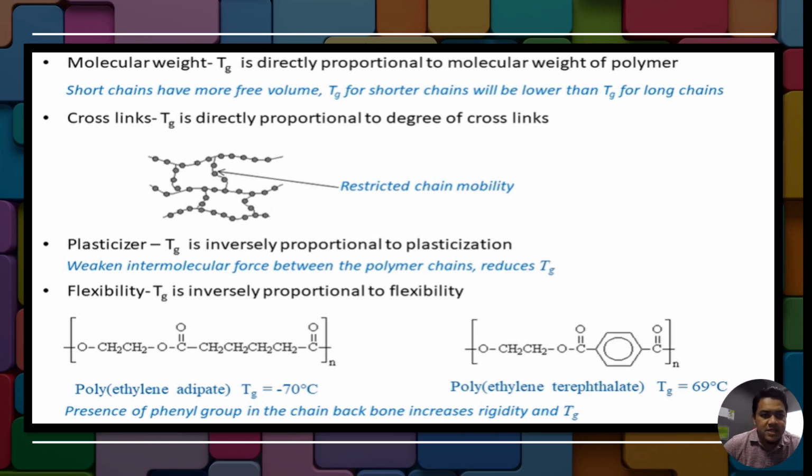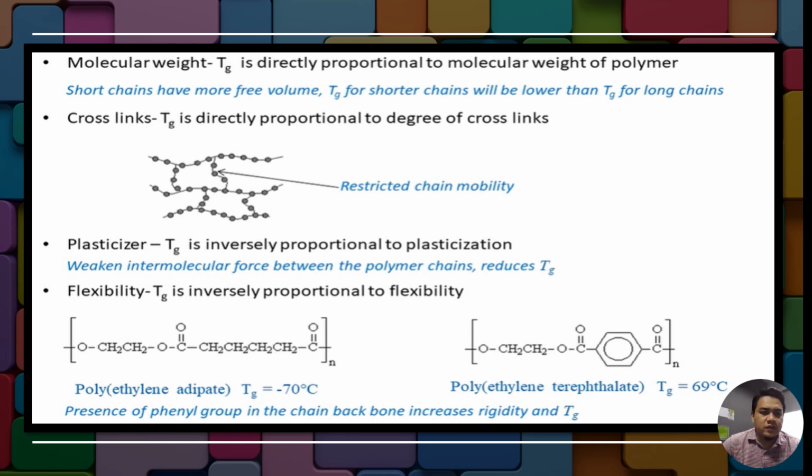Okay, let's see factor number one. Okay, factor number one is molecular weight. Glass transition is directly proportional to the molecular weight of the polymer. Short chains have more free volume, so the glass transition for the short chains will be lower than the glass transition for the longer chains.